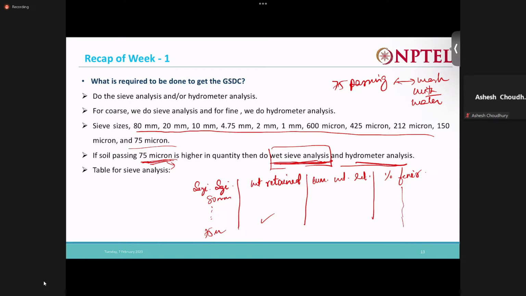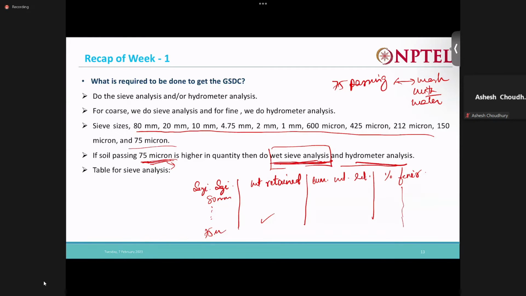As we put water in it, since the particle sizes are very small, there is a tendency that they might stick to each other. If the particles stick to each other, the apparent size will increase, so they won't pass through the sieve.